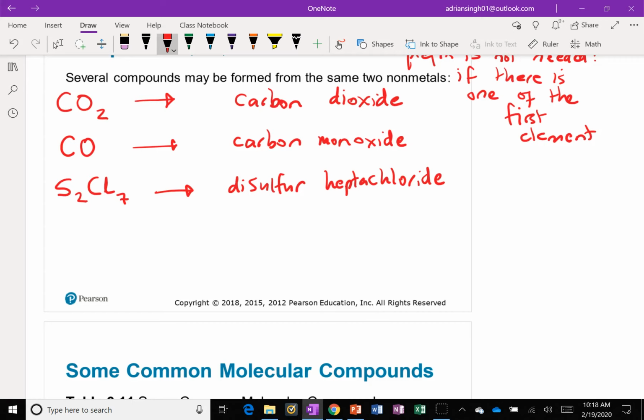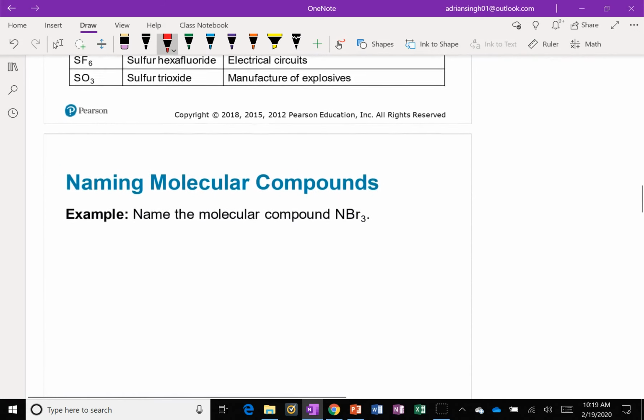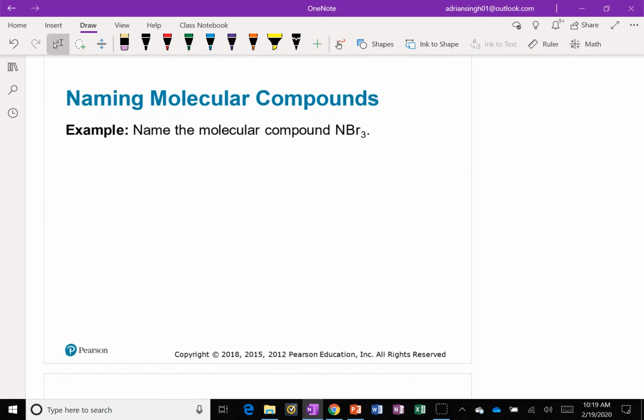And some of them, like I said, you may already know. Others you have to spend a little bit more time on. So if I give you the formula, you should be able to name it. And then similarly, if I give you the name, you should be able to give me the formula. All right, so let's take a look at this one. NBr3.